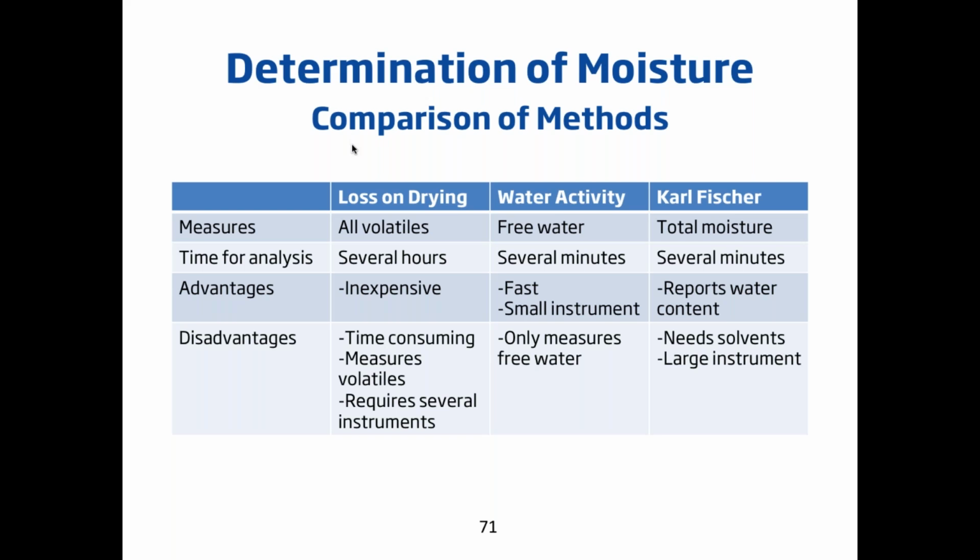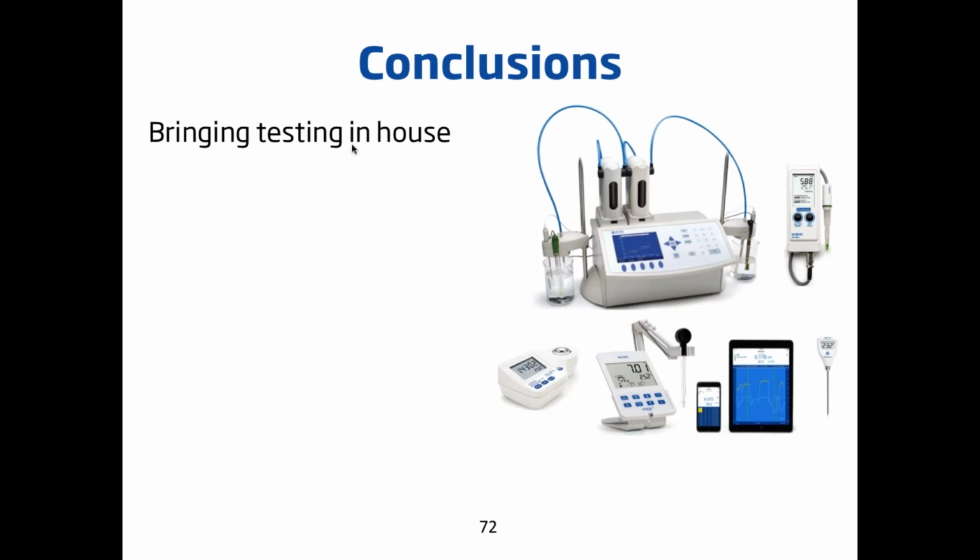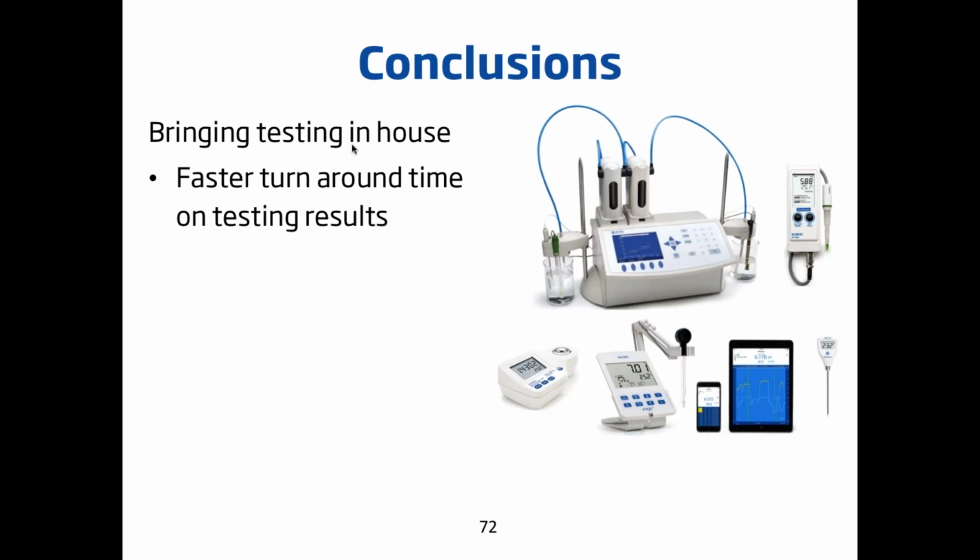I know that was a lot of information in a short amount of time, but let's do some conclusions real quick. If you're thinking about bringing testing in-house, this can give you faster turnaround time on your testing results. If you're currently sending tests out to a lab and you're waiting to hear back from that lab before you can package your food to make sure that it's meeting regulatory compliance, this will allow you to make that determination faster and on your timeline.